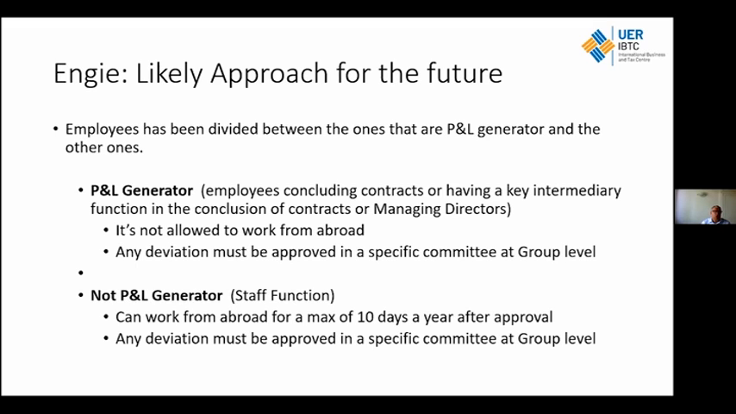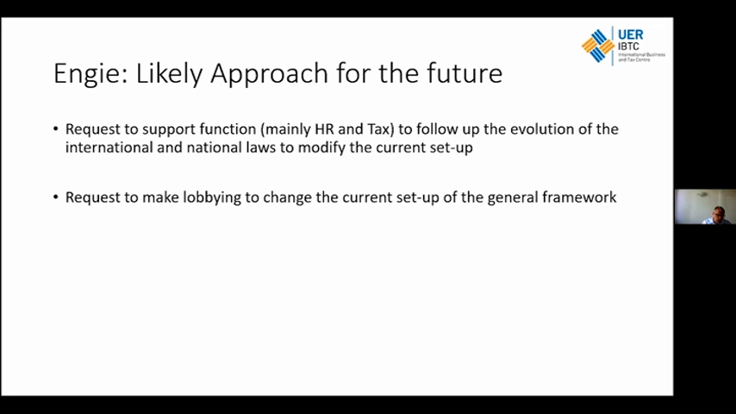Employees have been divided into two categories. One is those who generate P&L, meaning employees concluding contracts, or having a key intermediary function, or managing directors. For these people who can move P&L, working from abroad is not allowed in any case. While people who are not P&L generators, like staff functions, a tax manager for example, will be able to work from abroad, but for a very limited number of days a year, so as not to create any issue of PE or any other issue.